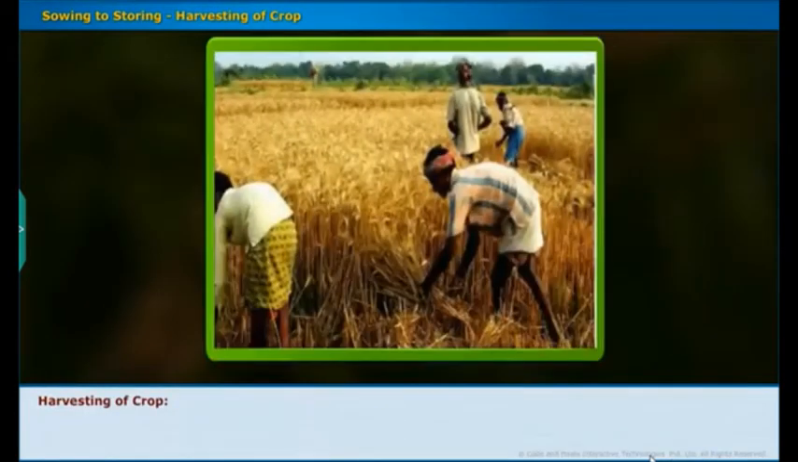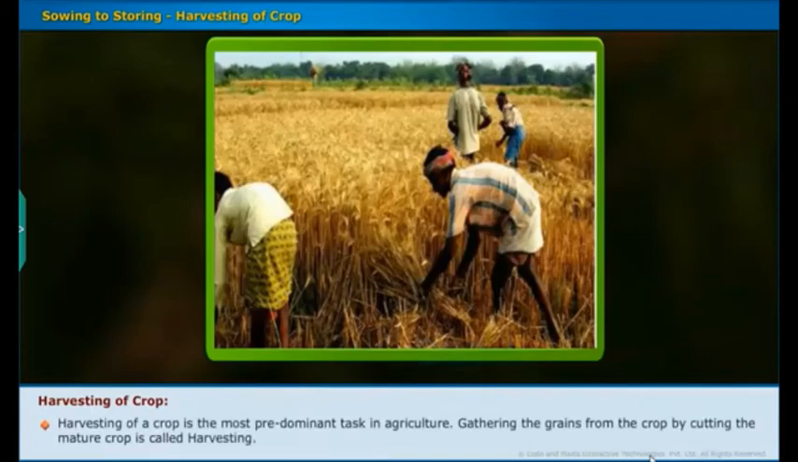Now let us study how to harvest the grown crops. Harvesting of a crop is the most predominant task in agriculture. Gathering the grains from the crop by cutting the mature crop is called harvesting.